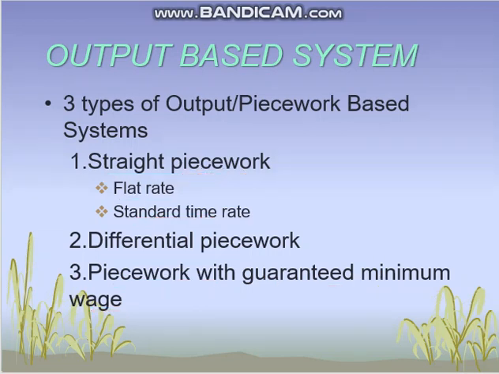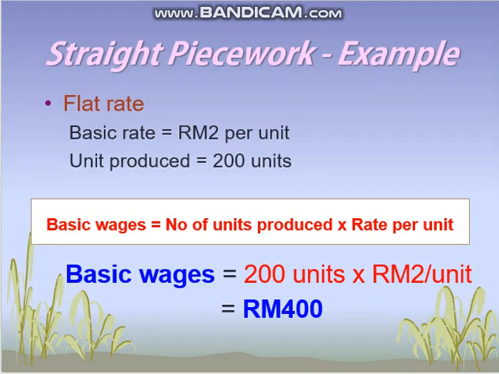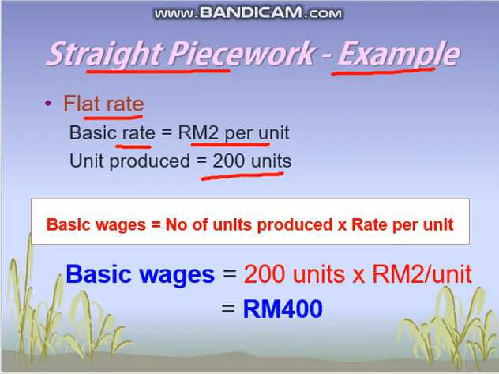Alright, so here we move on to straight piecework. For example here, this is very simple straight piecework. For example, flat rate, so they give us the basic rate, the price is 2 ringgit per unit. How much she produced? For example, 200 units. So what will be her salary? It will be the number produced, 200, and then you times with 2 ringgit per unit. So you are going to get 400 ringgit. So this is the example.